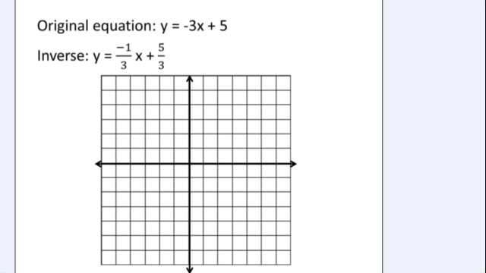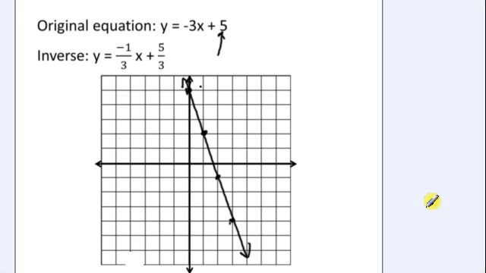Okay, I'm going to graph the original equation in black and the inverse in red so we can see the difference. The original equation starts with a y-intercept of 5, so I'm going to go up to 5, put a point. The slope is -3, so down 3, right 1, because it's negative, so down is negative, then to the right to keep it negative, down 3, right 1, down 3, right 1. And then I can go ahead and draw a line connecting those points.